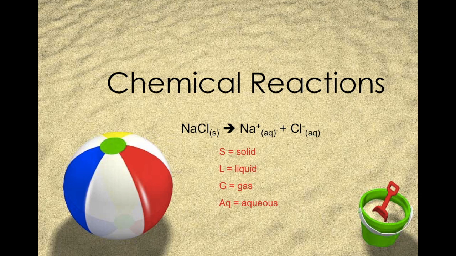Before I begin, I just want to review that in chemical equations, we sometimes see symbols after the chemical formula in parentheses: either S, L, G, or AQ. So S stands for solid, L for liquid, G for gas, and AQ is aqueous, which means dissolved in water. Now, we don't always show these. Sometimes it's important and sometimes it's not.